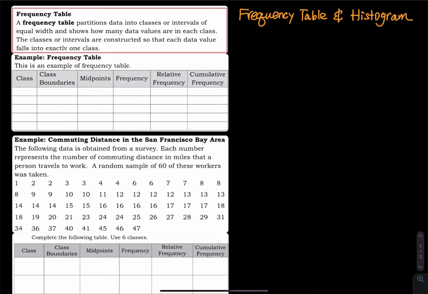In this section, we are going to talk about frequency table. So let's take a look at the definition of frequency table. A frequency table partitions data into classes or intervals of equal width and shows how many data values are in each class. The classes or intervals are constructed so that each data value falls into exactly one class. So looks like we are trying to partition data into classes, right?